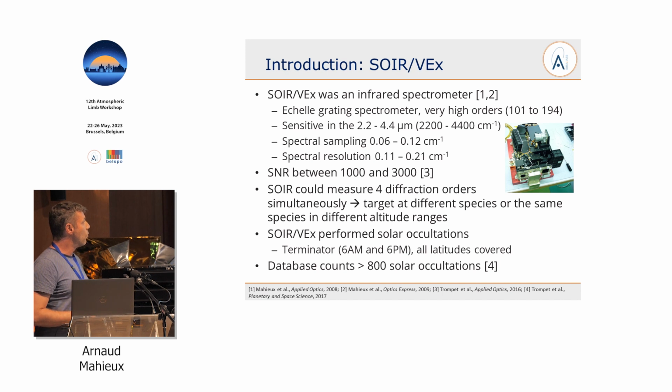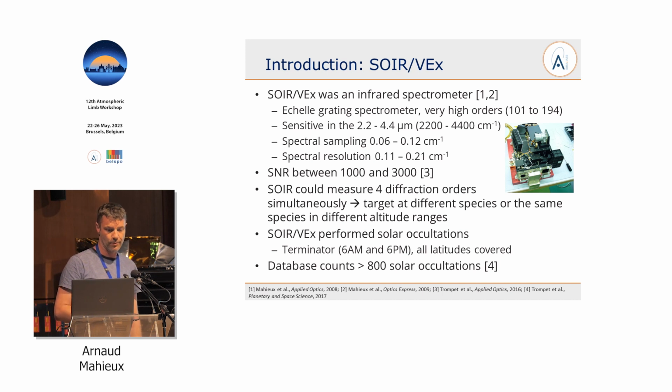SOIR was using an echelle grating spectrometer combined with an AOTF. It was working at very high orders, between 101 and 194. It was sensitive in the near infrared between 2200 and 4400 wave numbers, and at the time of launch it was the spectrometer with the best spectral resolution, varying between 0.11 and 0.21 wave numbers, and also a very good spectral sampling between 0.06 and 0.12 wave numbers, increasing with order.